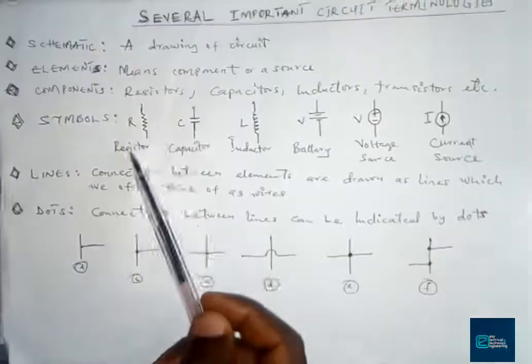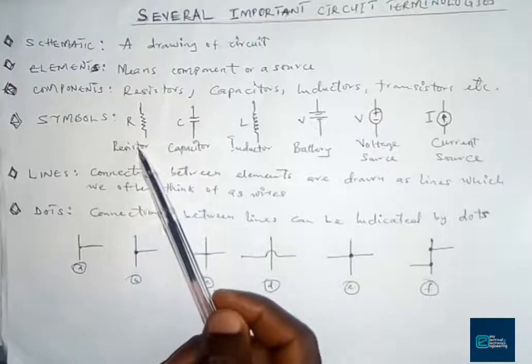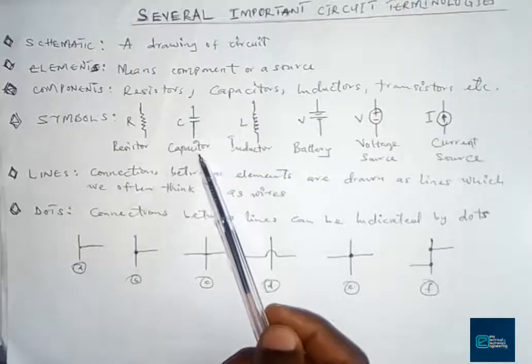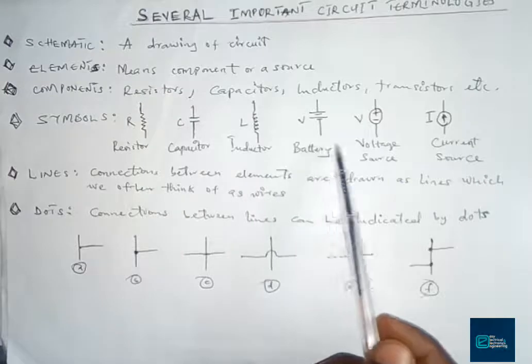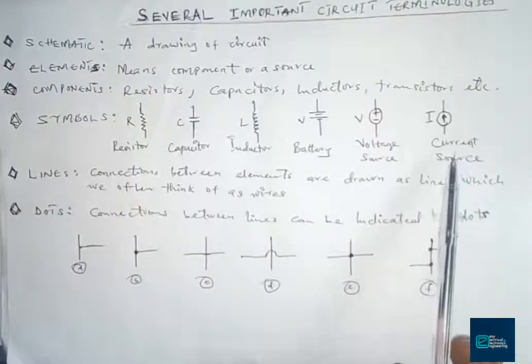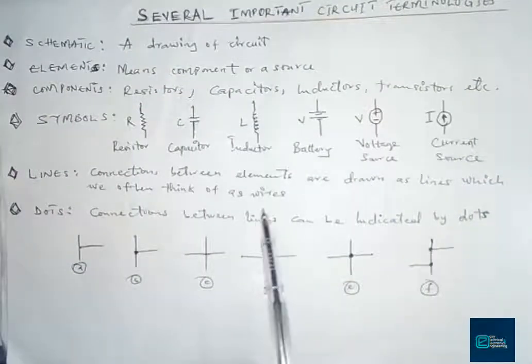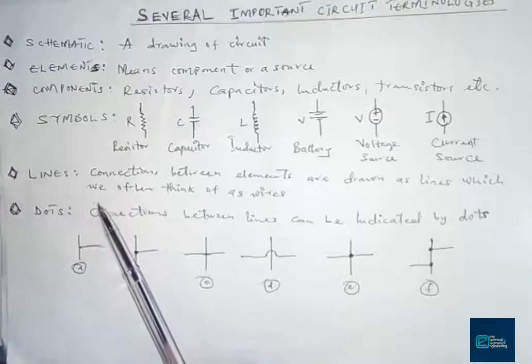So the symbols are these. This is for a resistor, this is for a capacitor, this is for an inductor, battery, voltage source, as well as a current source. So the next thing we're going to be talking about is lines and dots.